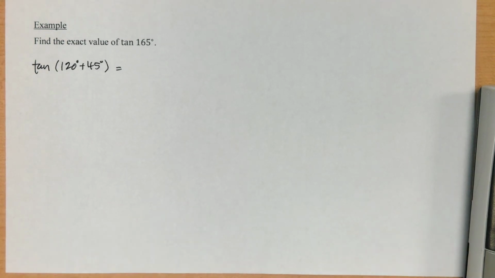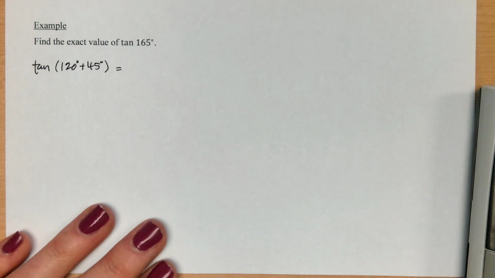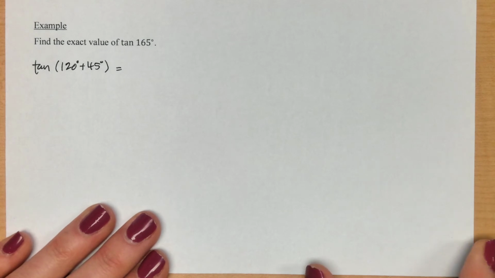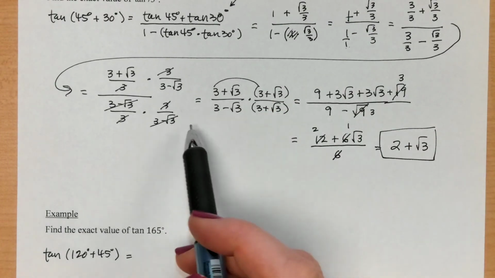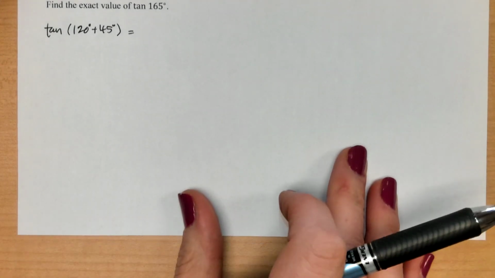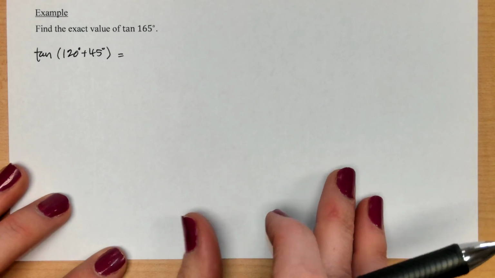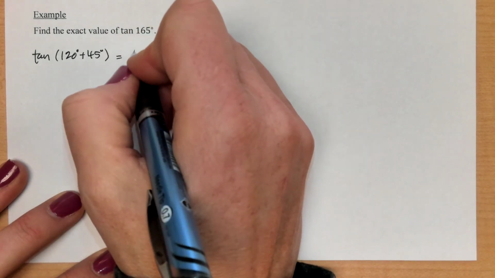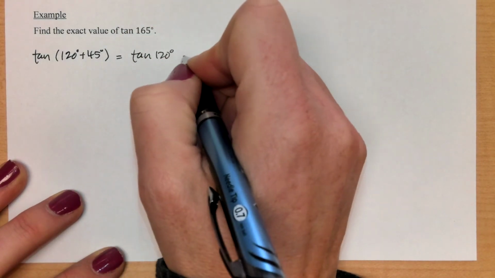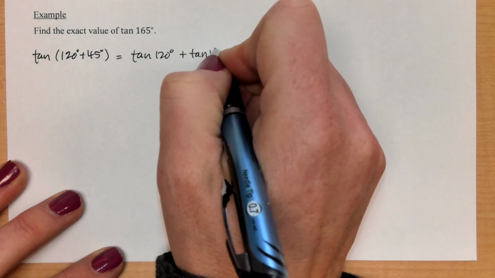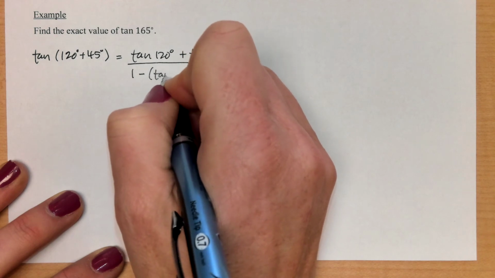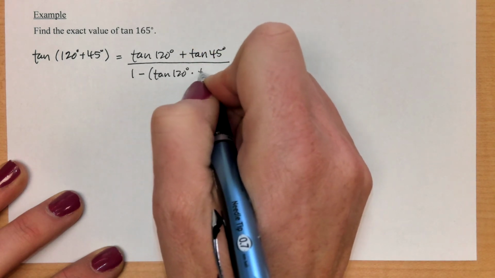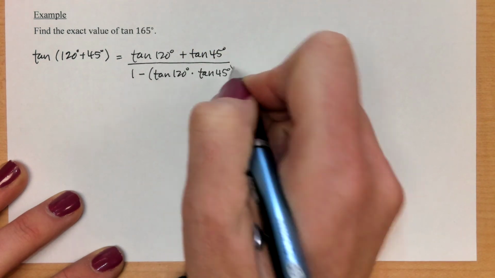And just a reminder, you can use any 2 angles you want as long as they get you to 165, and you will still get the same answer as me. So if you chose to do the 135 and the 30, you're going to get the same answer. You just have a little longer path with the simplifying, but they work the same every single time. So let's use our formula. I've got tangent of 120 on top, plus tangent of 45. On the bottom, we've got 1 minus tangent of 120 times tangent of 45.